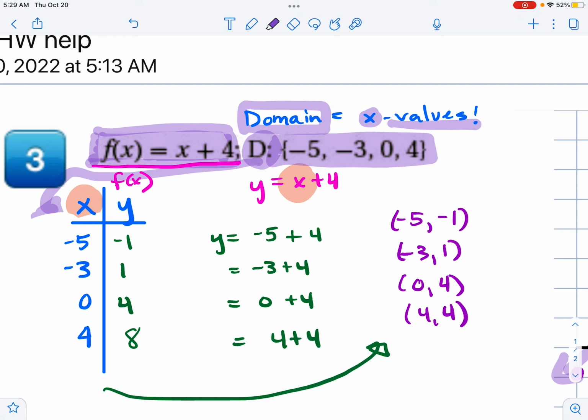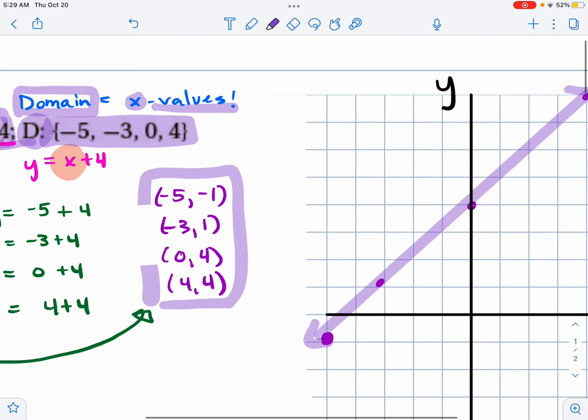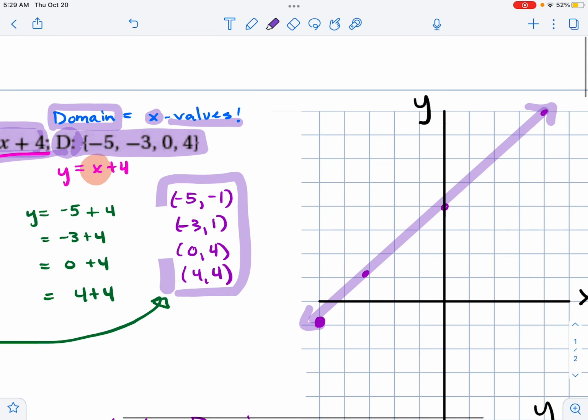And then when x is 0, there is no x, so it's just 4. 0 plus 4 is 4. And then when x is 4, 4 plus 4 is 8, right? And then the table is the set of points, right? They're just right here. We can figure that out. And then we can graph these points, right?